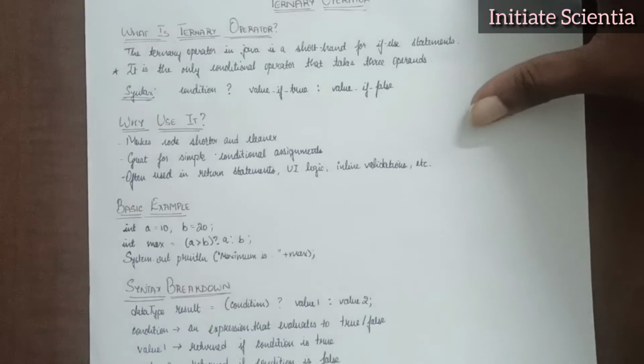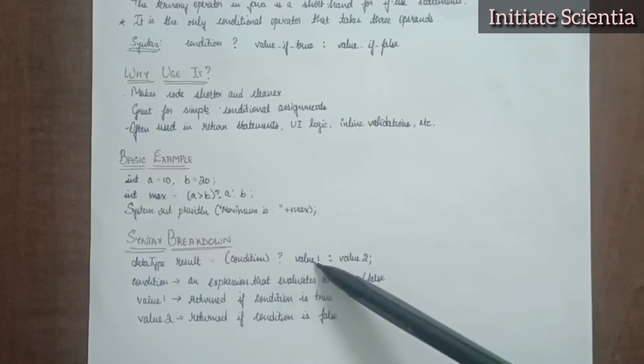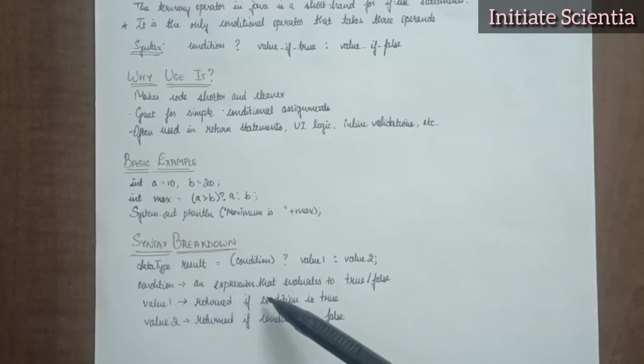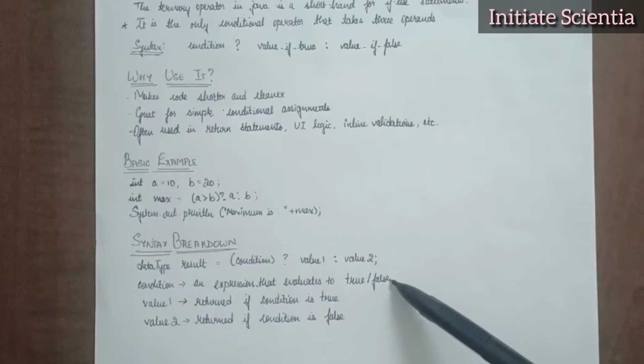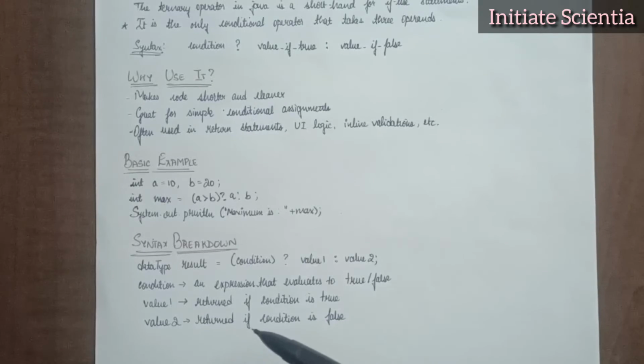Next, syntax breakdown. Data type result is equal to condition, question mark, value 1, colon, value 2. Condition: an expression that evaluates to true or false. Value 1: returned if the condition is true. Value 2: returned if the condition is false.